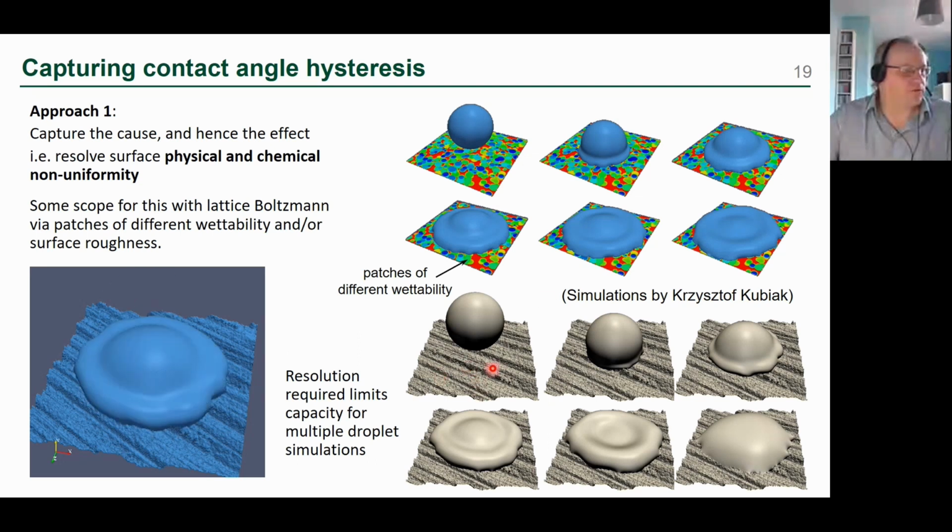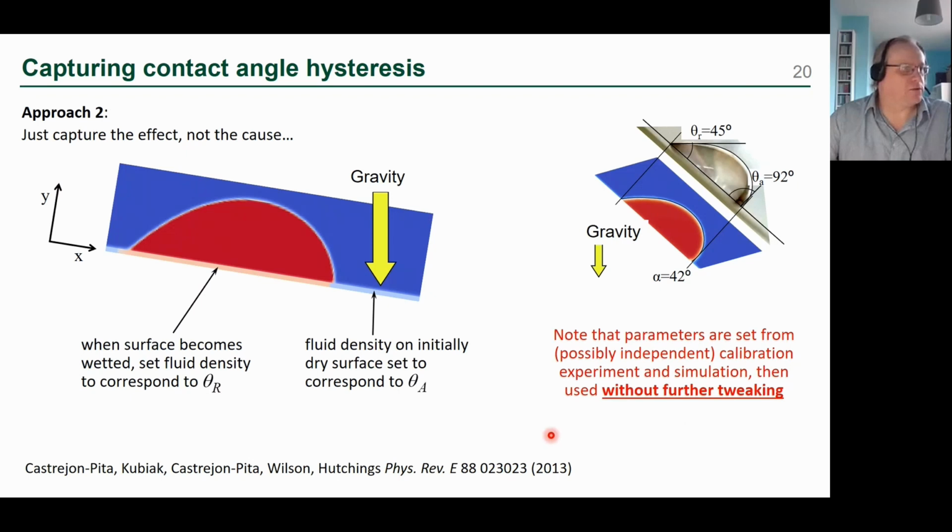Or it could be a physical roughness, like in this bottom case here, where this is actually from a real surface. This is from a Talysurf measurement of a real surface and imported into the code. And this spreads out, and you can see how the contact line pins on certain features to produce a hysteresis effect. But that would require very high resolution, and it limits what we can do then in terms of multiple droplets. So what we do instead is we just capture the effect of the hysteresis.